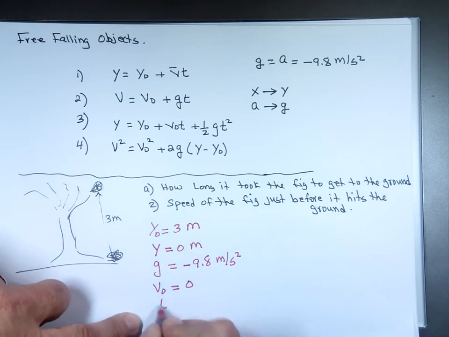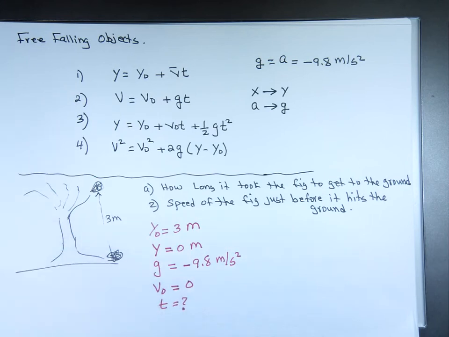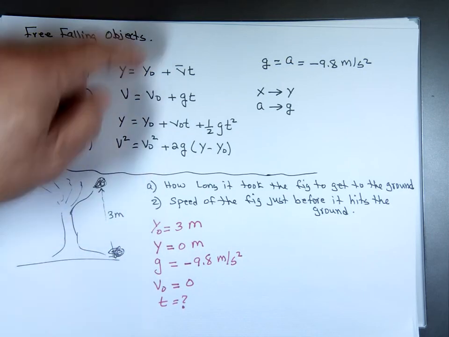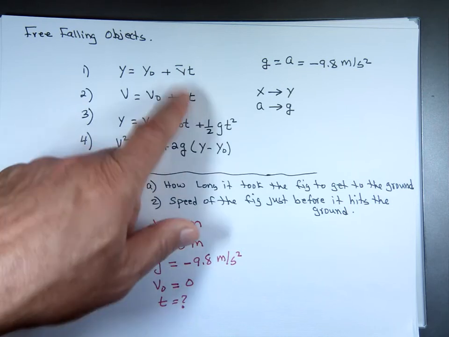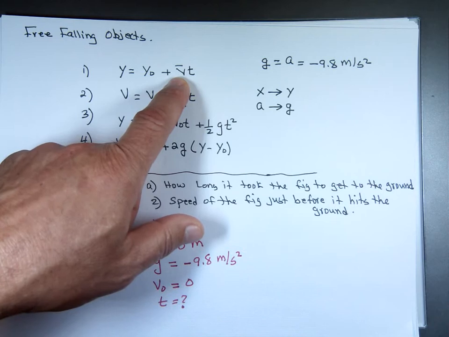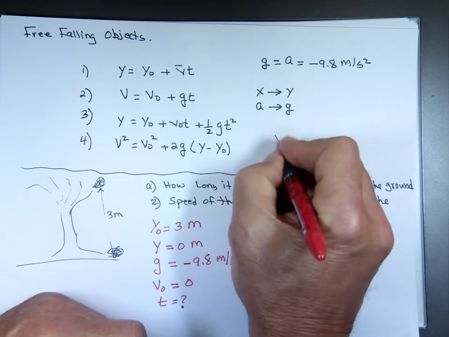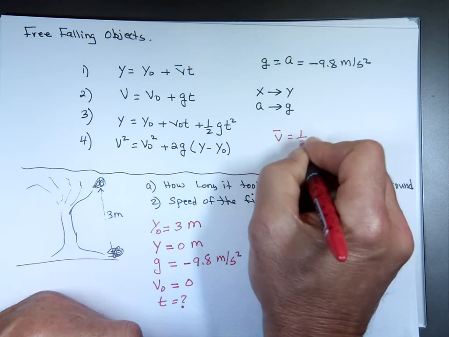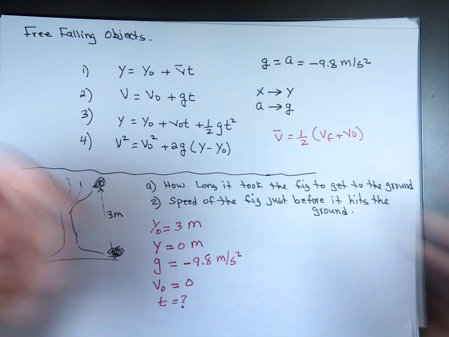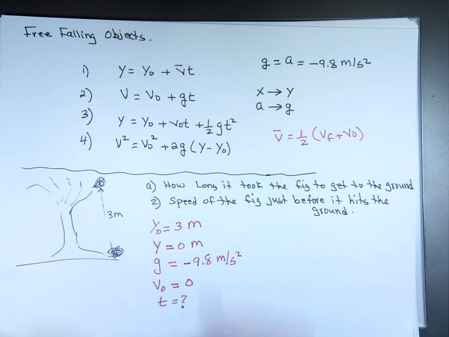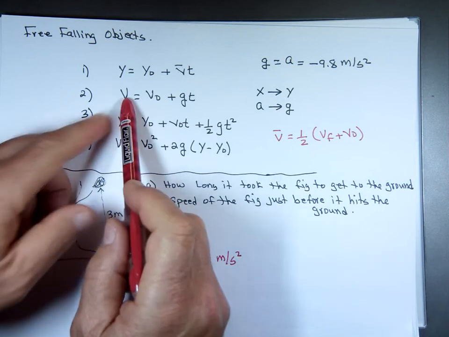Can I find the time? Is there an equation right here that has these pieces in it? Someone said the first one? I don't know the average velocity, right? You say, well, you can find the average velocity. The average velocity is 1/2 v final plus v initial, not minus, plus. The problem is I don't know the final velocity. So I really can't use this because I don't know the average velocity, or the time.